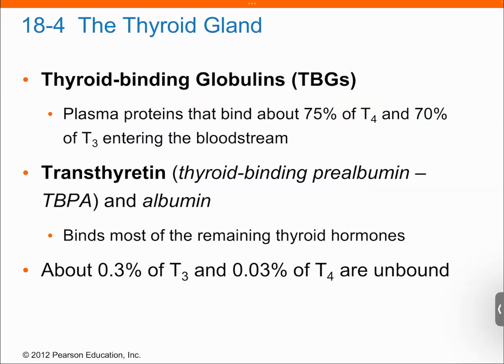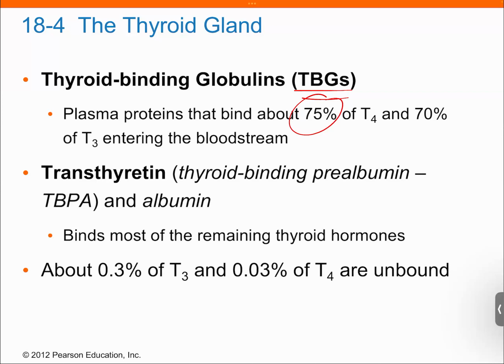Okay, so let's talk a little bit about these shuttle proteins, because we did see them on the previous slide. There are 3 of them. The thyroid binding globulins are a big group of it. This accounts for maybe about 75% of the T4 and about 70% of T3 that's in the blood system. So a lot of the T3 and T4 is being carried by these TBGs, which is a large family. There are different subsets of these thyroid binding globulins, but basically what they do is move T4 and T3 around in the bloodstream.